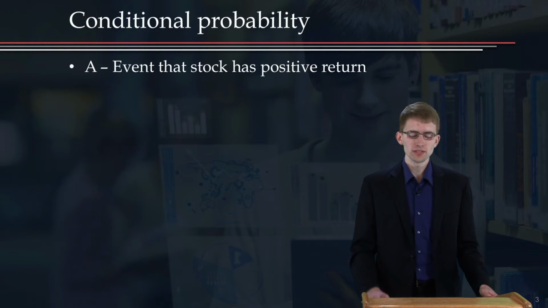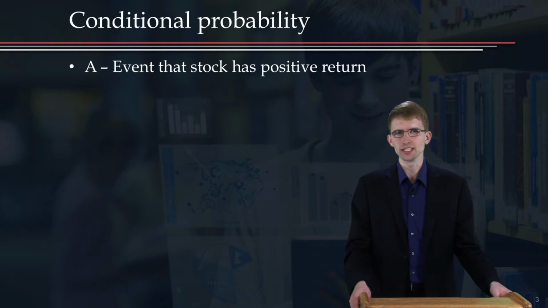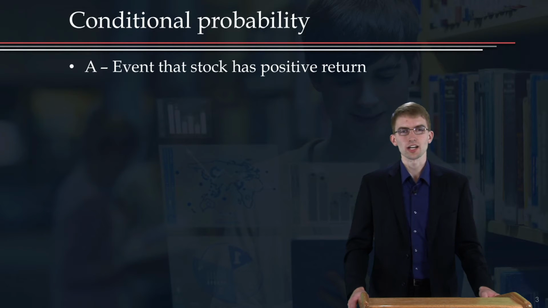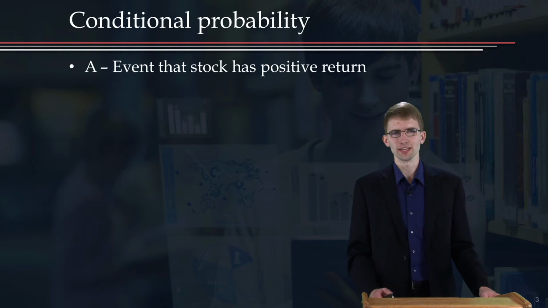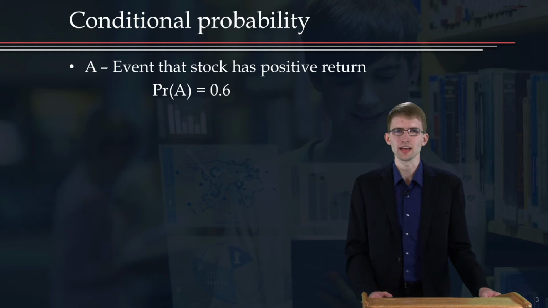So conditional probability is the idea that if you know something about an event, it might change your beliefs about the probabilities of other events happening. As a motivating example, let's consider the event that your stock has a positive return. Now, you're probably quite interested in this event, and perhaps at the beginning of the day you estimate that this probability is 0.6, where A is the event that your stock has a positive return.